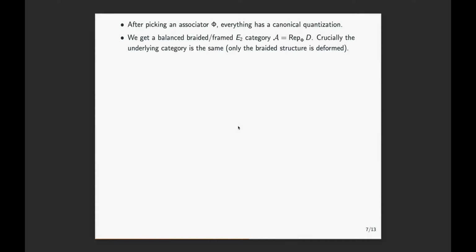And the crucial property here is that you're not changing the underlying category. So you're taking the same category, and you're just deforming the braided structure. And again, if you don't know what a Drinfeld associator is, basically that's what it does. That's basically everything you should know about this. So that's how you define the quantization of the bulk of your theory.